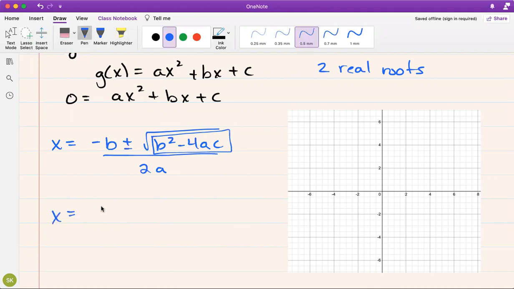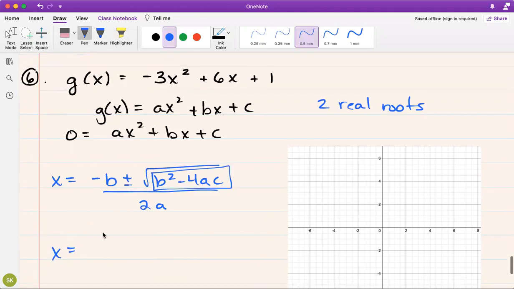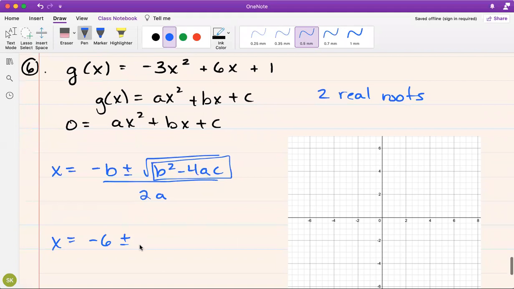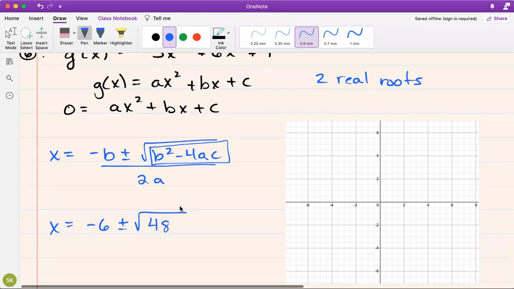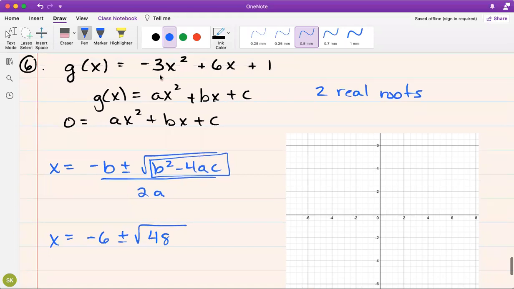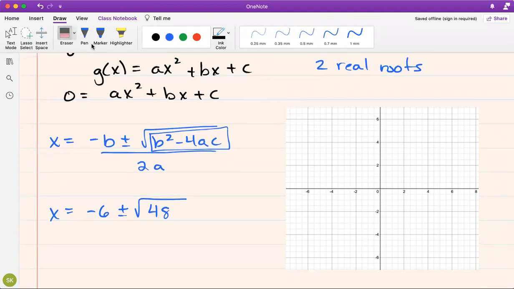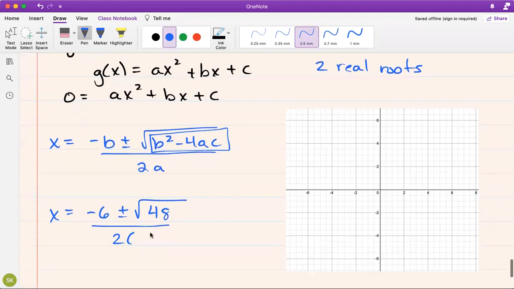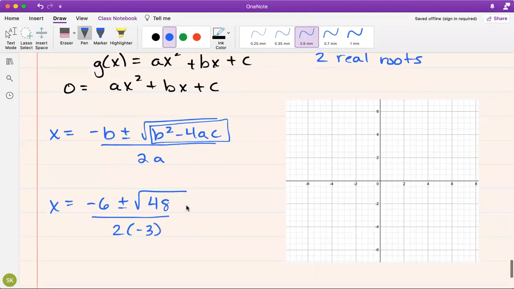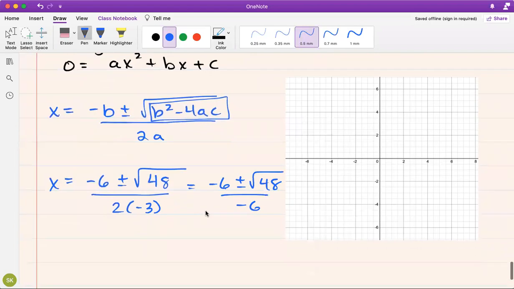So x is equal to, so remember b is 6, so we get negative 6 plus or minus square root. We've already found this. I believe we said it was 48. Yeah, because it was 36 plus 12. Yes, which was 48. And then we divide this by 2 times a. A is equal to negative 3. So we get negative 6 plus or minus square root 48 over negative 6.